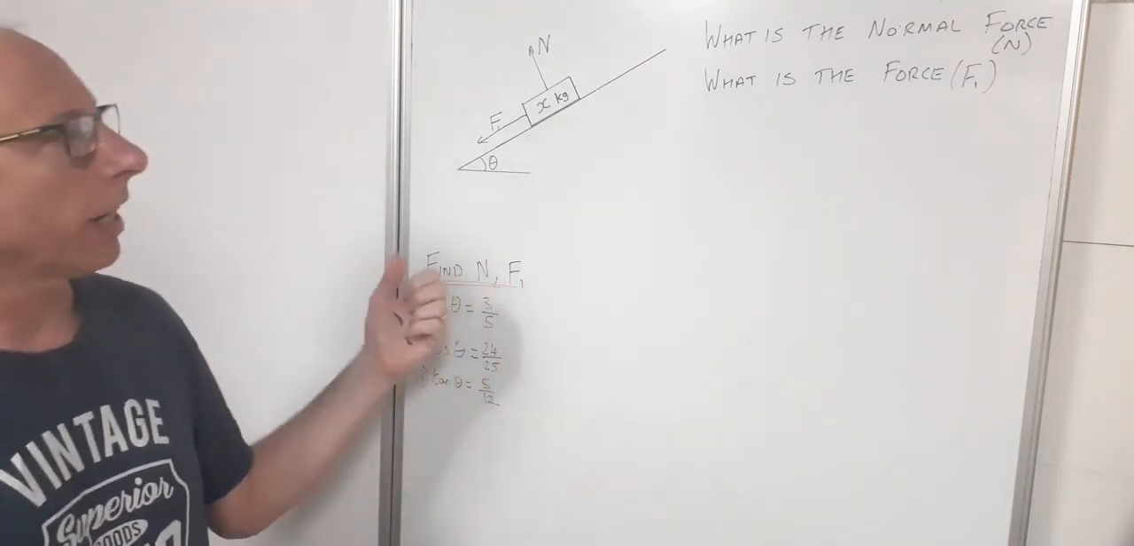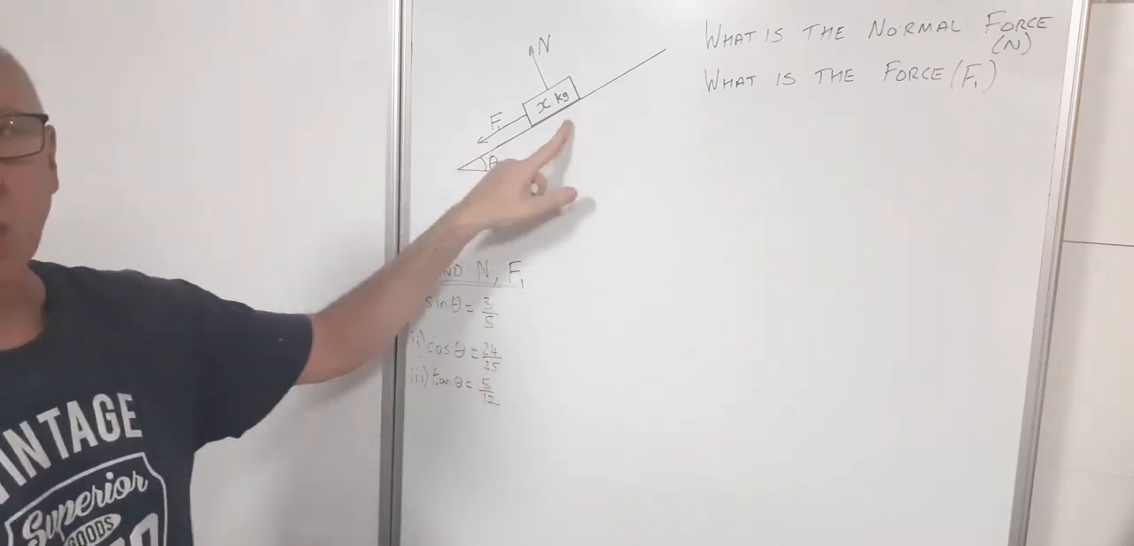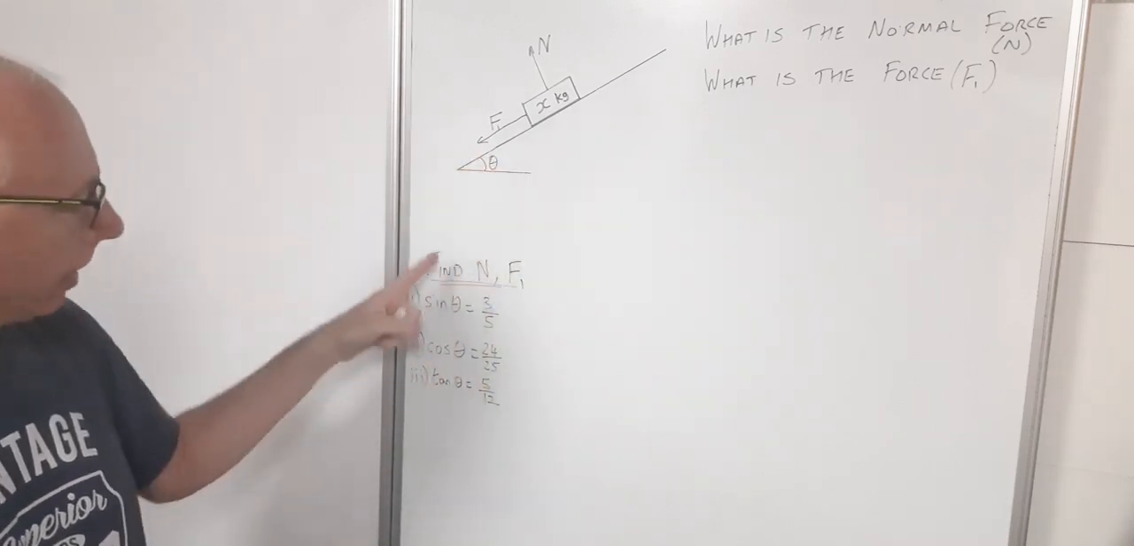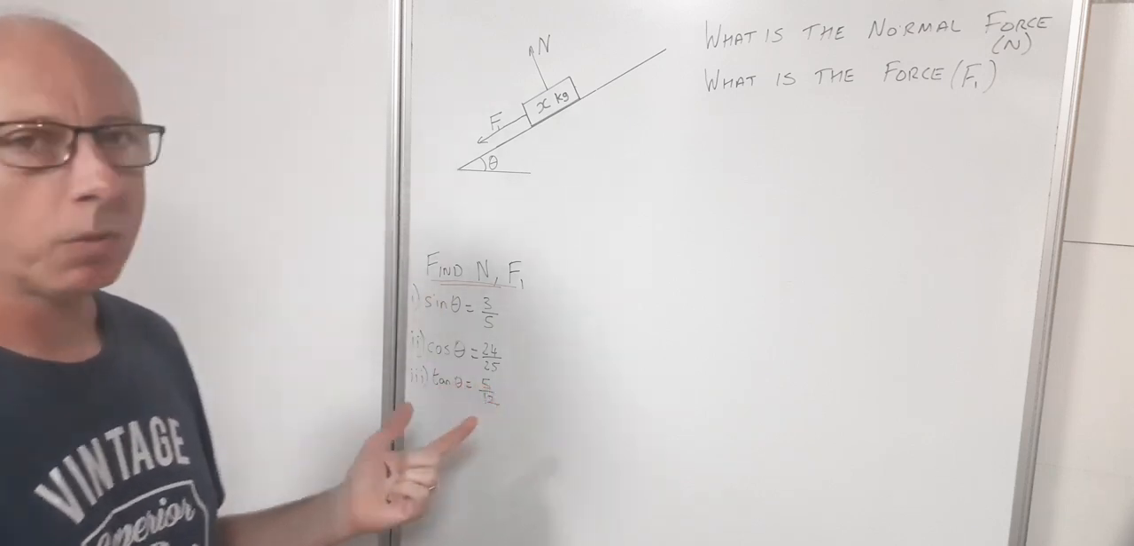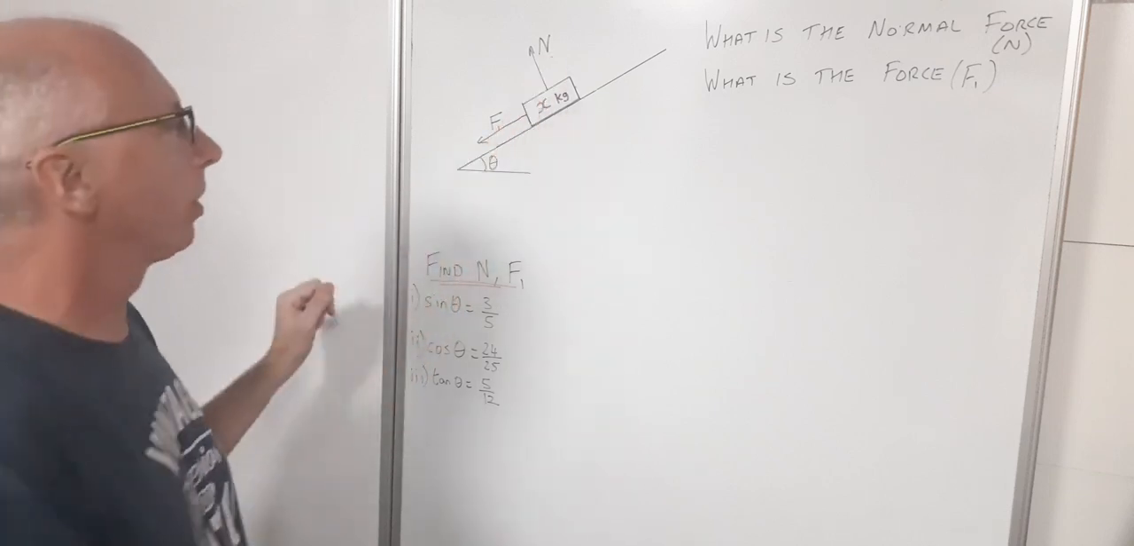So in this question, we want to calculate what's the normal force and what's the force F1 on this diagram, given that we've got the angle theta here. And then later we're going to calculate with these examples. So what's the normal force? How are we going to calculate that? What's this force and force F1?